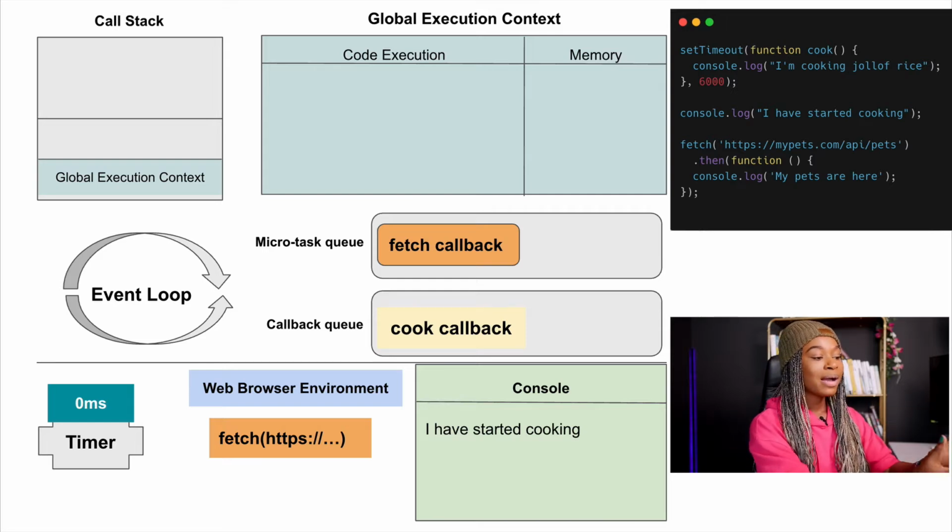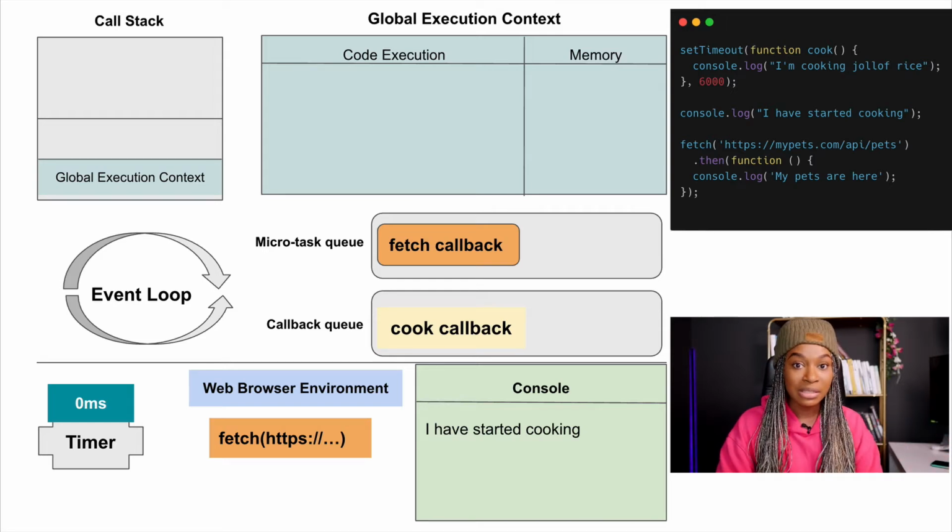And now callbacks that are associated with promises are passed to the microtask queue. Let me say that again. Now callbacks that are associated with promises are passed to the microtask queue. That's where they wait to get executed.